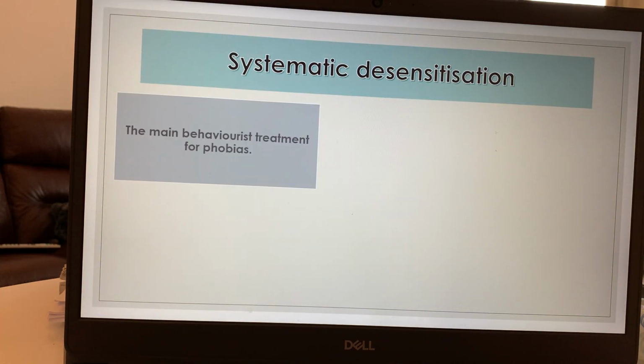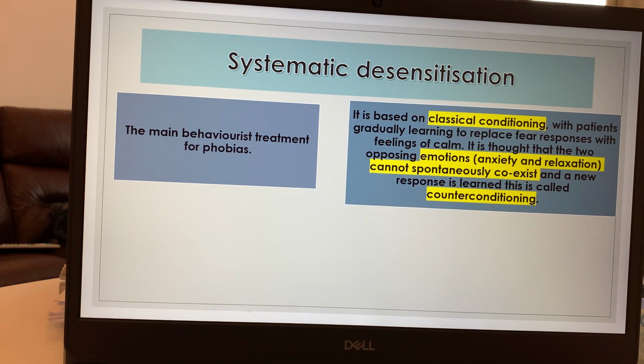So, starting with systematic desensitization. On the whole, this has become the main treatment for phobias. So if you go to the doctor and say, I'm struggling to leave the house, or I'm really struggling with a social phobia or whatever, this will be what they refer you to. So, systematic desensitization.